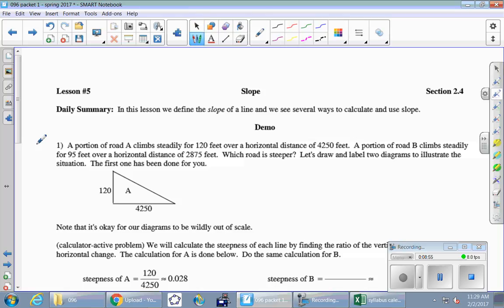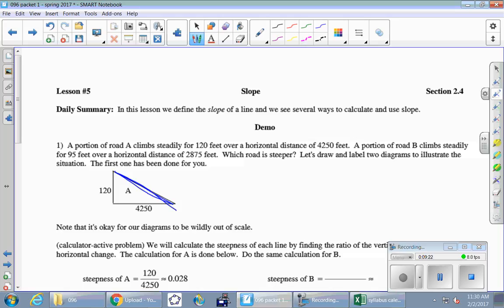First one has been done already. Here is road A. I will just highlight in blue here. This is where the actual road is, right? Sloped maybe uphill from right to left. And it says it climbs 120 feet. That is the vertical part. But in order to get that 120 feet, there was a horizontal travel of 4,250 feet. That is here, okay? So 4,250 feet horizontally corresponding to a 120-foot vertical change.